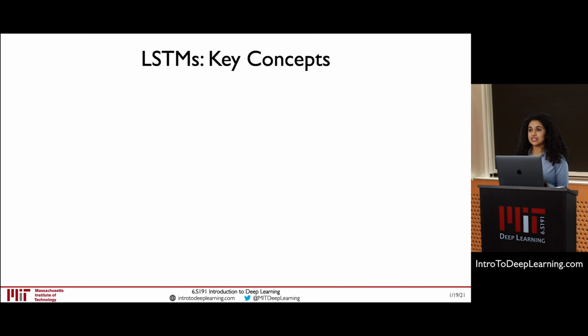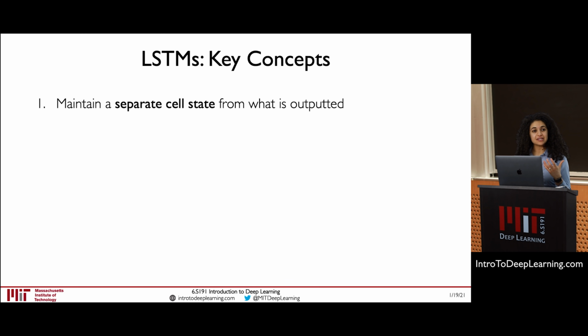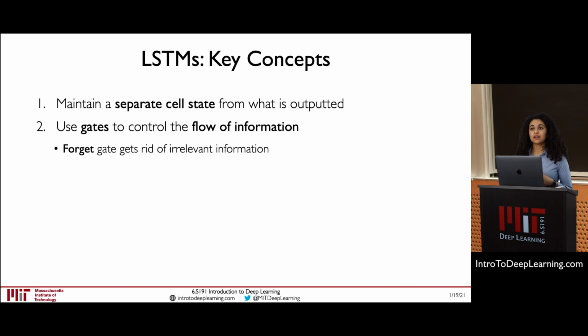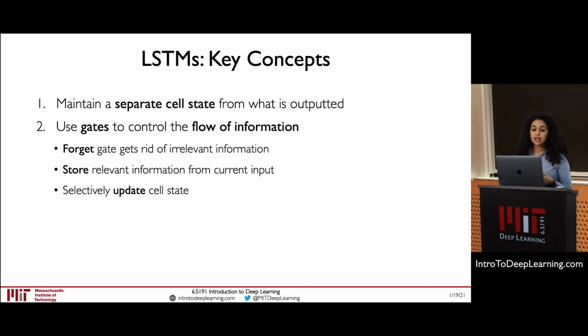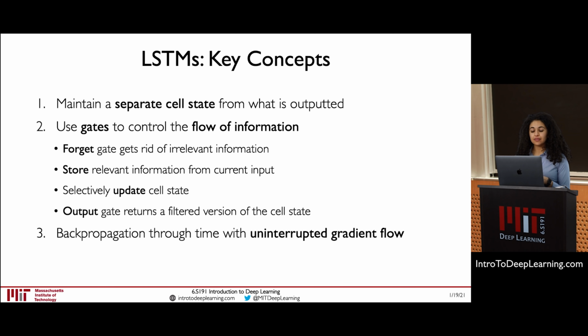So to recap on the key concepts behind LSTMs. LSTMs maintain a separate cell state from what is outputted, that's C of t. They use these gates to control the flow of information by forgetting irrelevant information from past history, storing relevant information from the current input, updating their cell state, and outputting the prediction at each time step. And it's really this maintenance of the separate cell state, C of t, which allows for backpropagation through time with uninterrupted gradient flow and more efficient and more effective training. For these reasons, LSTMs are very, very commonly used as the backbone RNN in modern deep learning.